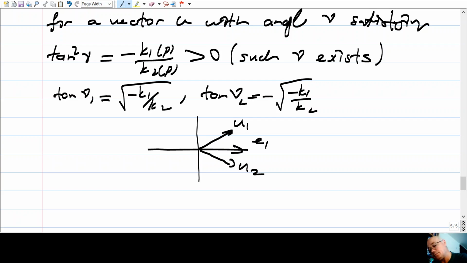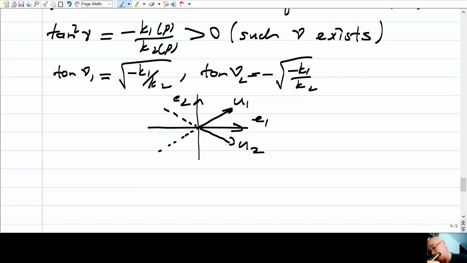Our principal directions are like this. Therefore these two directions, these two vectors, are bisected by e1 and e2. Okay, that's the content of the second part of the theorem.